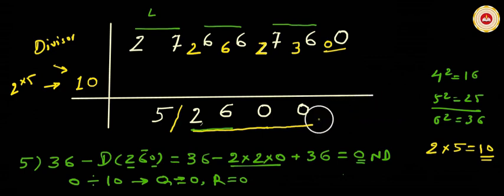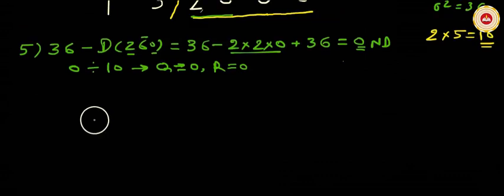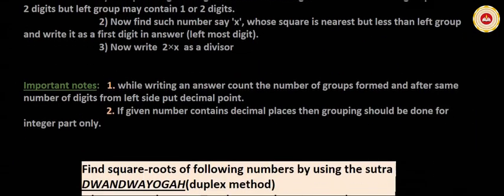So friends, let us stop our division here, and as there are 3 groups, one thing is clear, that integer part of the answer will contain 3 digits. So let us write 52600. Now, how to write answer?